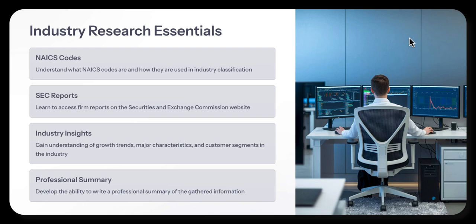SEC reports, the Securities and Exchange Commission reports, are information that you can find online. The Securities and Exchange Commission is a government agency, and any publicly traded company, such as Apple, Google, Walmart, or any company that's listed on the stock market, has to turn in SEC reports. And you can obtain that information online.